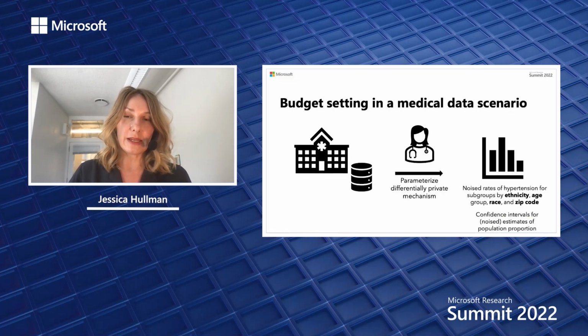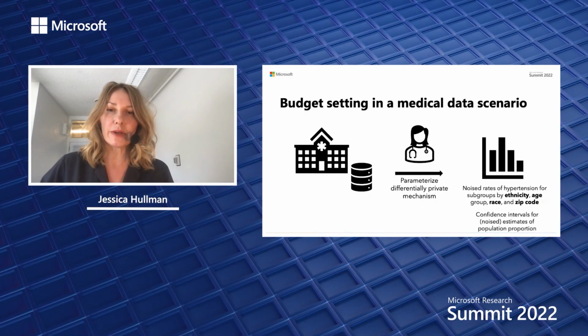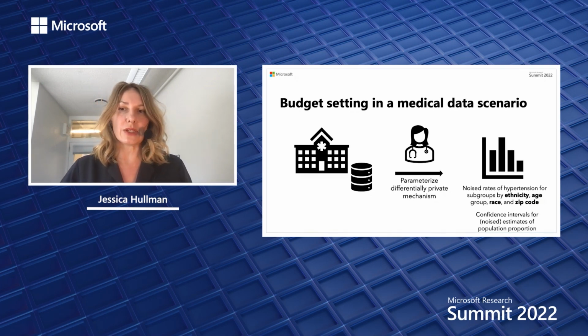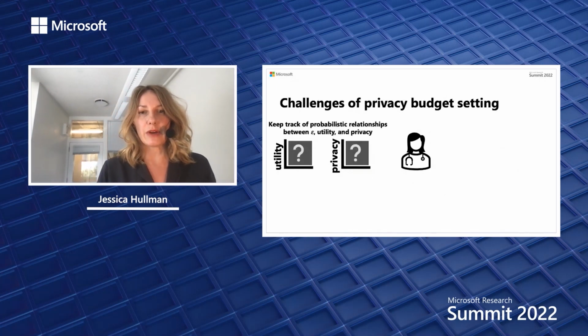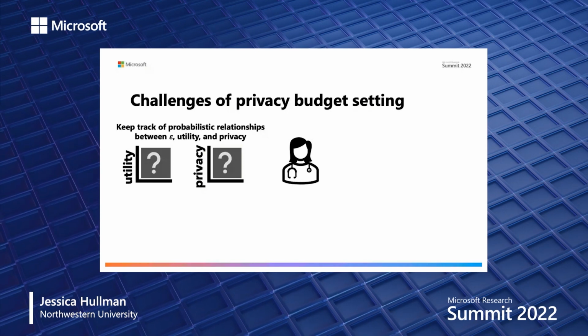As is often the case, the data do not completely capture the population characteristics. Instead, they represent a sample, which might be subject to systematic or random sampling error. And in this case, let's assume the researcher targeted a random sample, but they have to contend with sampling error. Because the data will ultimately allow other researchers to do inference, the researcher plans to report confidence intervals on population estimates like proportions of people who have hypertension across these different demographic groups. So what might go wrong as the researcher attempts to negotiate the right budget under probabilistic relationships between utility or accuracy and the level of privacy protection?